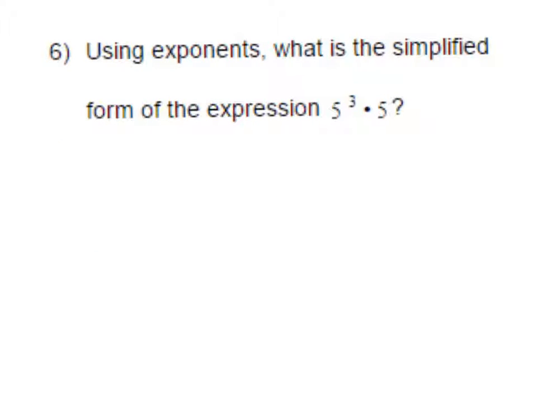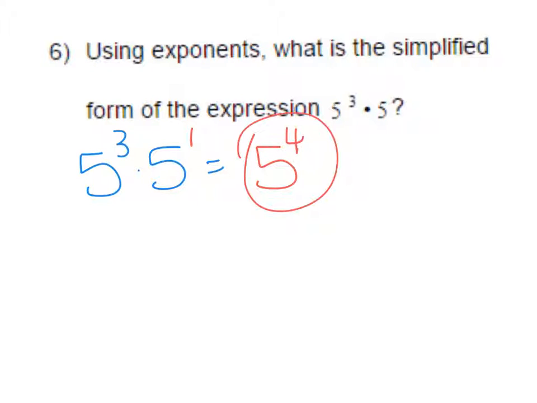Number 6, using exponents, what's the simplified form of the expression 5 to the 3rd times 5? So we keep the base and add the exponents. We need to remember that 5 is 5 to the 1st power. So 3 plus 1 gives us 5 to the 4th power as our answer. Also, if we wrote it out, we'd have 3 5's times 1 more gives us 5 to the 4th. So you have 2 different ways of getting the same answer.